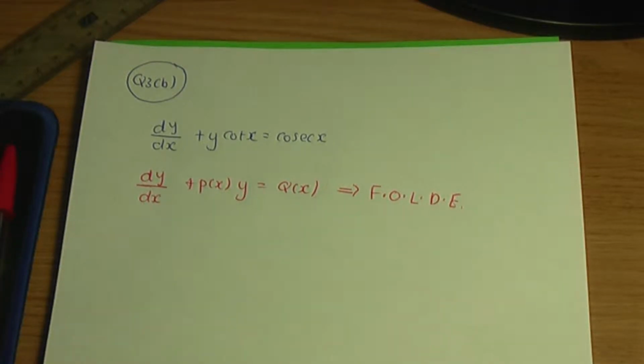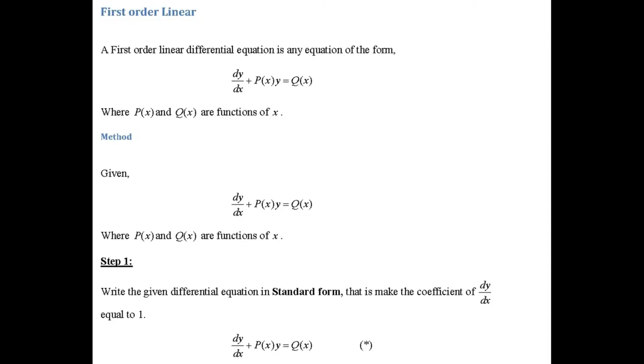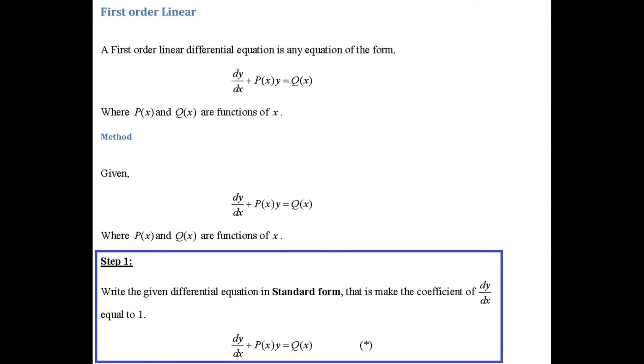Now, if you're unaware of the method, let's go to the screenshot explaining the method in detail. Step number 1 of the method is to write the given differential equation in standard form, and standard form means we need to make sure that the coefficient of dy over dx is equal to 1. So if the coefficient of dy over dx is equal to 1, that means your equation is in standard form. Back to the paper and pen.